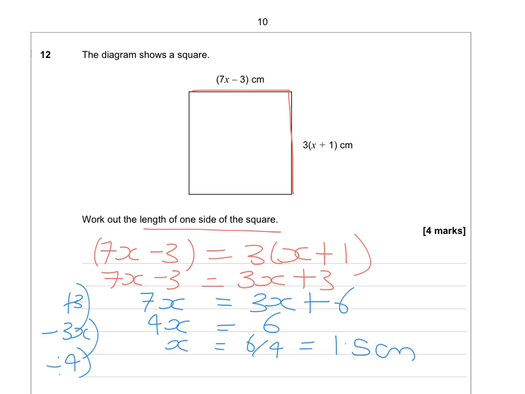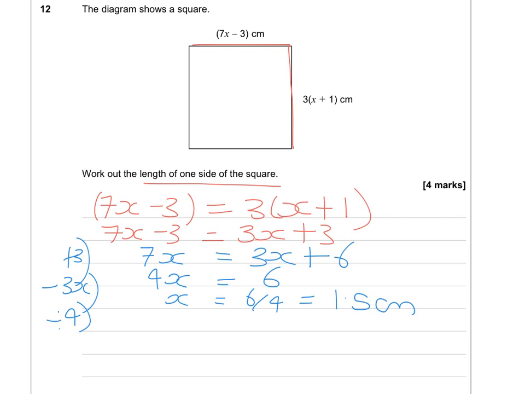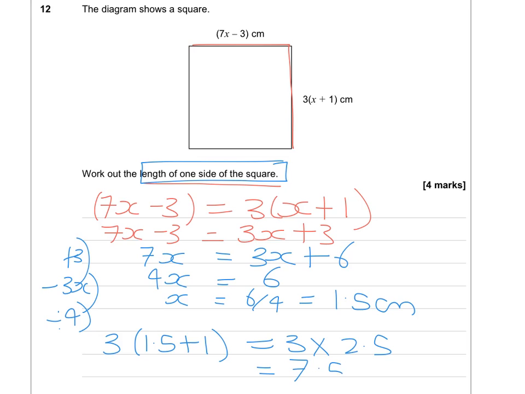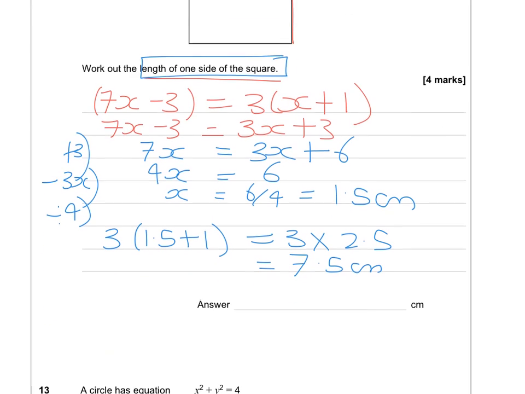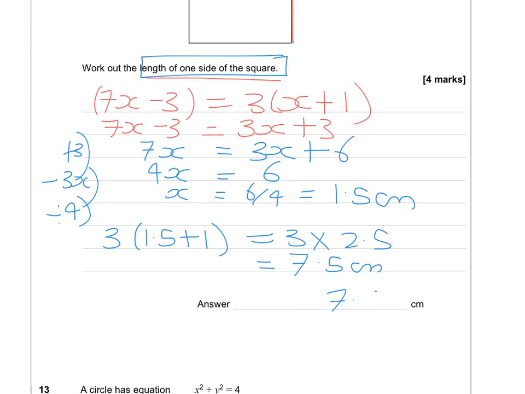1.5 centimetres. A lot of people unfortunately then stop at this stage, but we have not finished because the question asks us to work out the length of one side. So we have to substitute 1.5 back into one of the side expressions, which will give us 3 multiplied by 2.5 here, which is 7.5 centimetres, and that is the answer to this question.